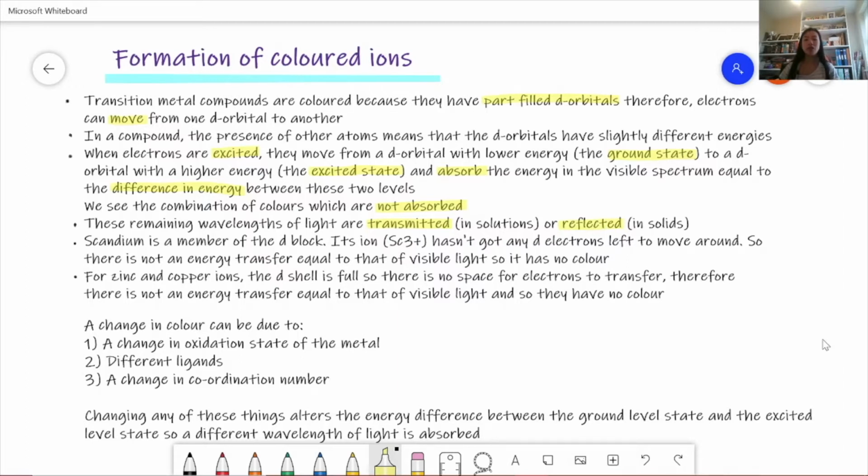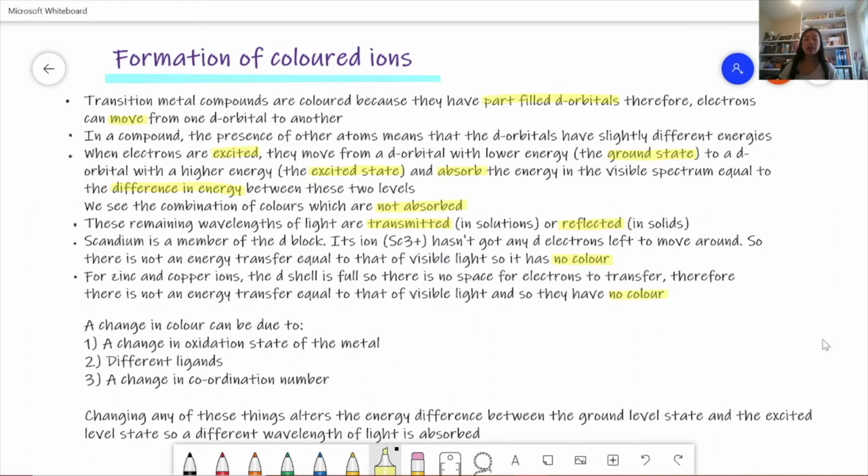Examples of ions which aren't coloured are scandium. The ion of scandium is scandium 3+, but it hasn't got any d electrons left to move around, so there's not an energy transfer equal to that of visible light when it gets excited, and therefore it has no colour. For zinc and copper ions, we have a similar thing. Their d shells are full, so there's no space for electrons to transfer, and therefore there is not an energy transfer equal to that of visible light, and so they have no colour either.